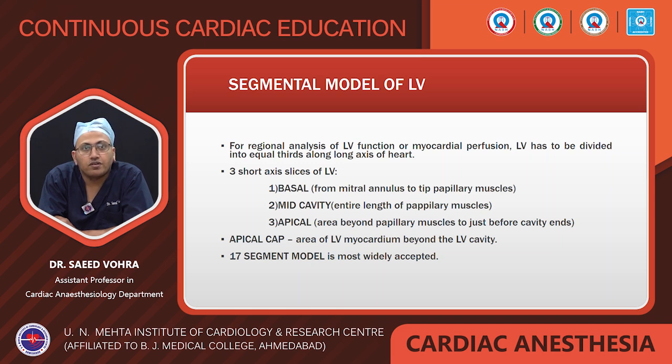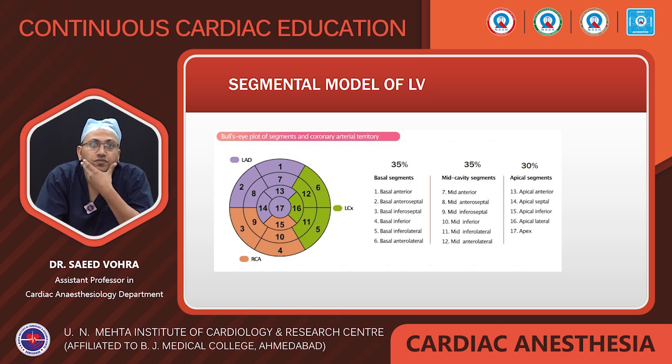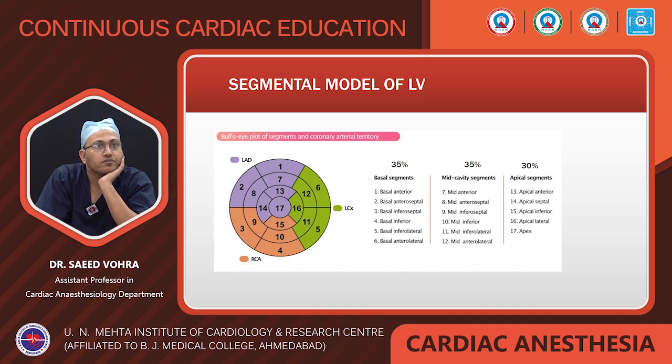The 17 segment model is the most widely accepted model for analyzing the LV segmentally. This is a pictorial depiction of the 17 segment model of the LV. It's a bull's eye plot of the segments and coronary artery territories. The basal segments, which constitute 6 segments, constitute 35% of the myocardium. Then there are the mid-cavity segments, which are also 6 segments, which constitute another 35% of the LV myocardium. And then there are the apical segments, which are 4, which constitute 30% of the LV myocardium.